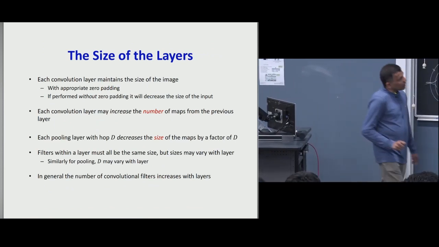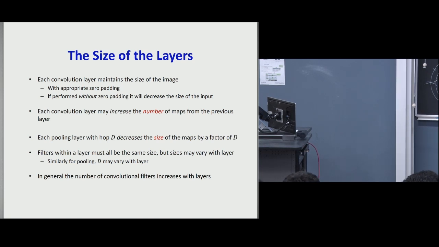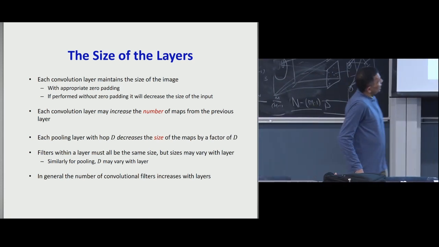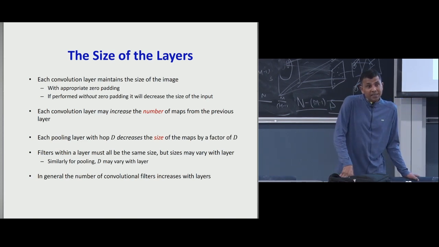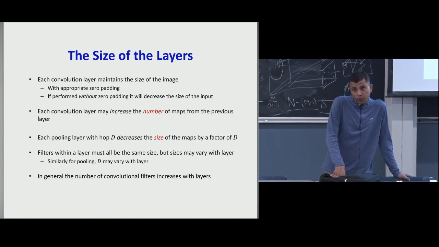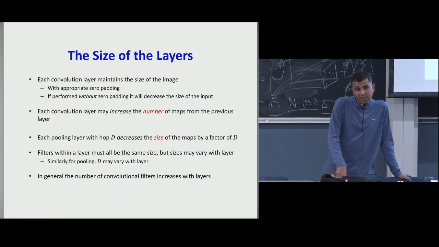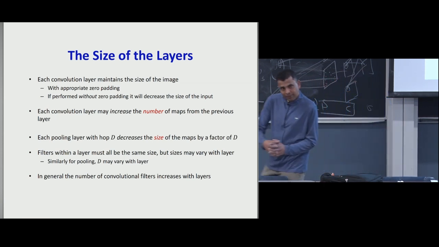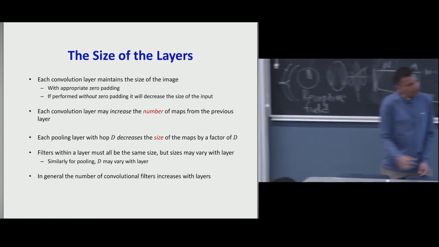Now, each convolution layer maintains the size of the image modulo the boundary effects. Each convolution layer may increase the number of maps, increase the number of channels. So you may start off with 3 channels and end up with 27, right? The first layer, for example, has the number of input channels as 3: R, G, and B. The number of output channels can be anything. It depends on how many neurons, how many filters you have for the first layer. If you have 100 filters, then the number of output channels is 100. So you can start off with a cube which has 3 planes and end up with a cube which has 100 planes, right?